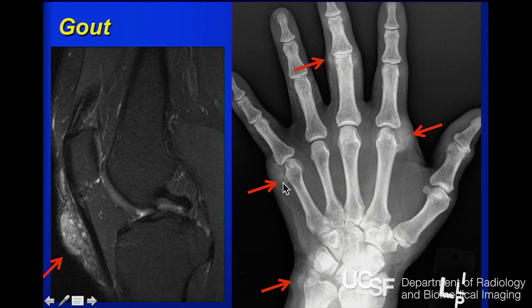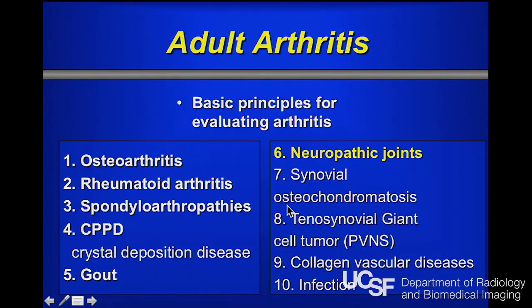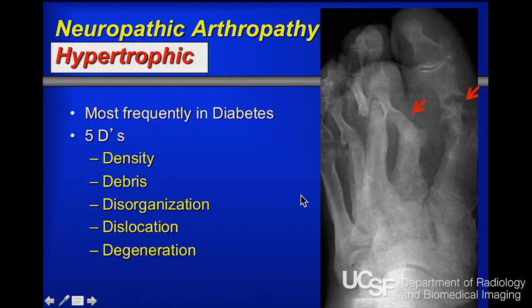Again, they may not only be found at the foot, they may also be found at the hands, like here where you have these gout tophi around the joints. So let's move on to some of the more exotic things, and neuropathic disease is the first one we're going to talk about. Neuropathic disease is most frequently seen with diabetes and at the foot.